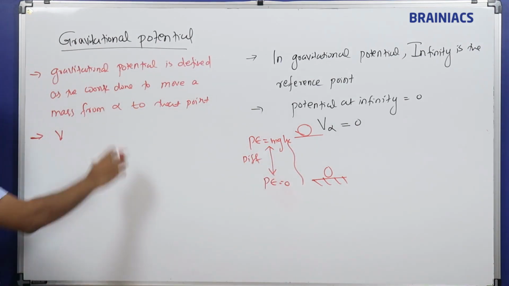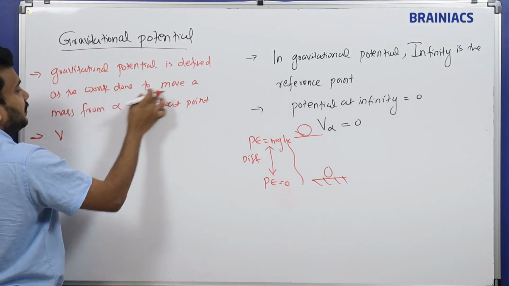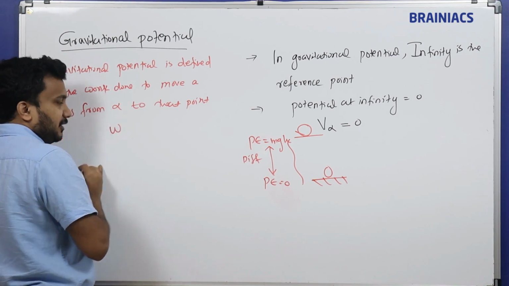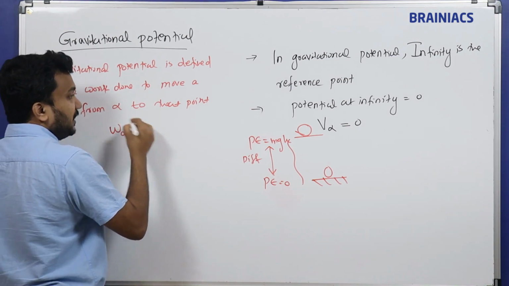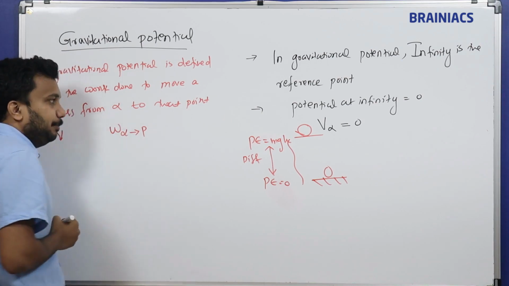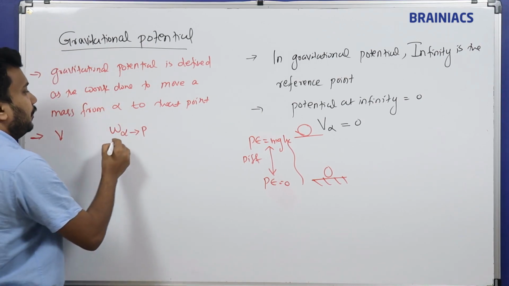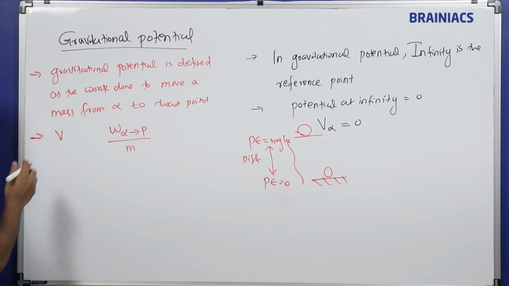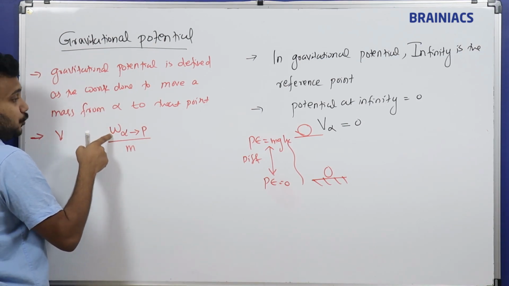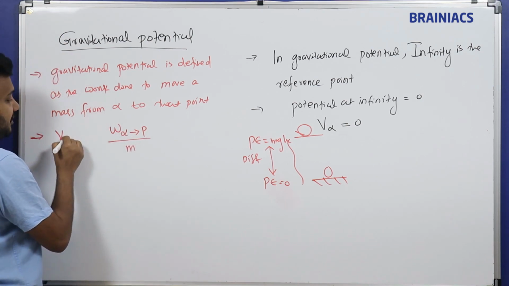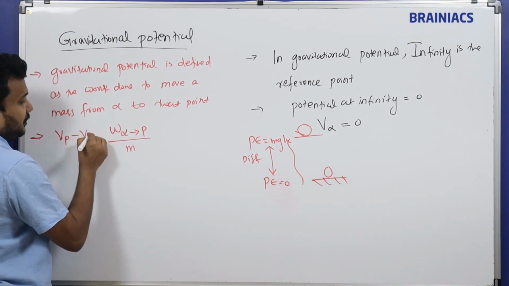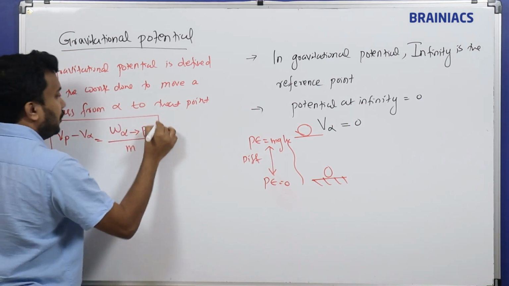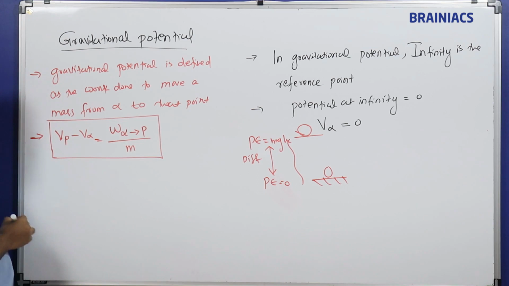Okay. So gravitational potential is defined as the work done to move a mass from infinity to that point, which means I am doing work from infinity to a point I am taking as point P, over a mass called M. So work is done from infinity to P. Potential we write as final minus initial. Potential at P minus potential at infinity is equal to the work done from infinity to P.